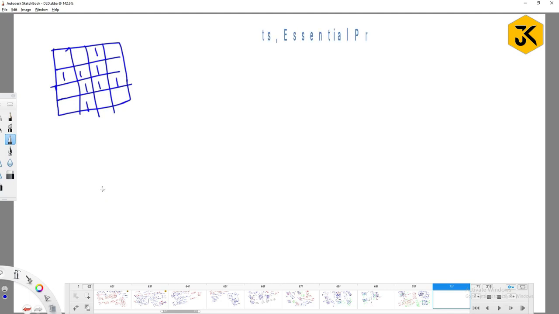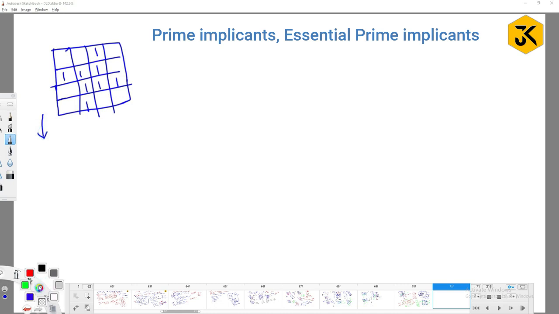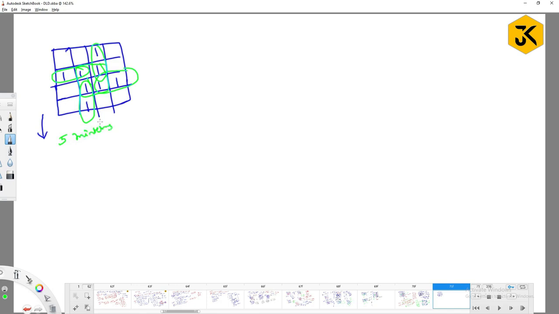How many minterms are you going to get here? Can I combine these four? Yes or no? Can I combine these two? You are going to get 5 minterms, right?